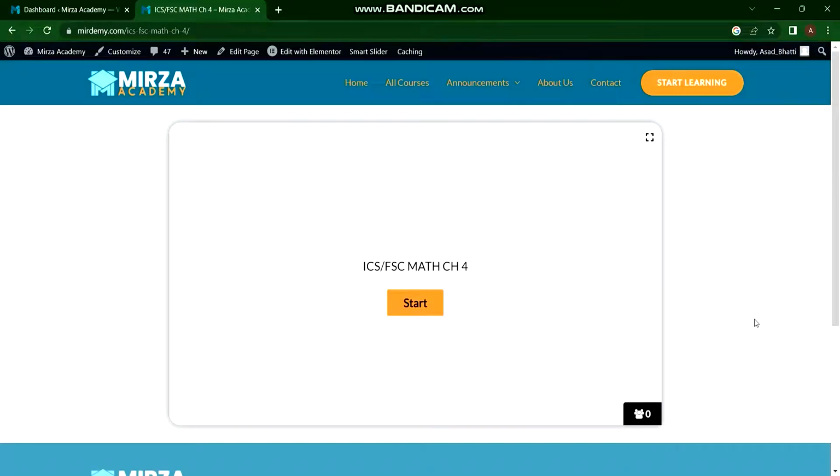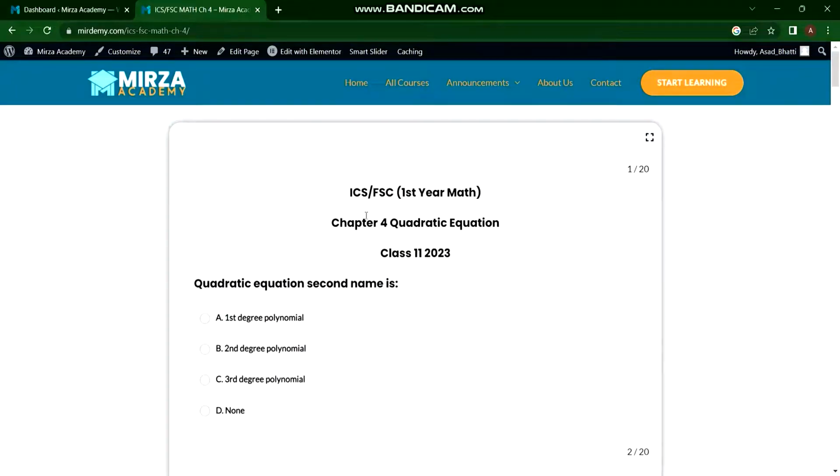Hey guys, today I am going to solve the 20 most important MCQs of ICS FSC Math Chapter 4. So let's start. Chapter 4 is quadratic equation. These MCQs are very important for class 11 exams 2023.